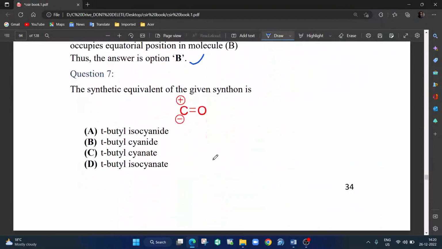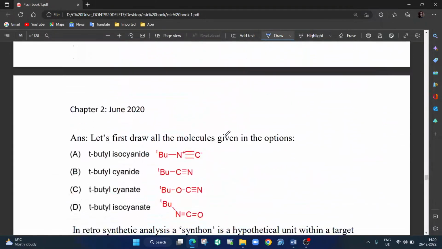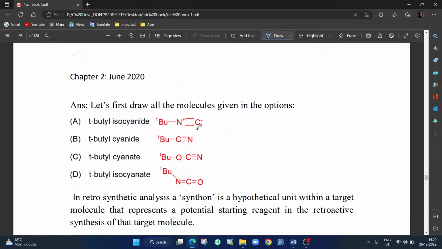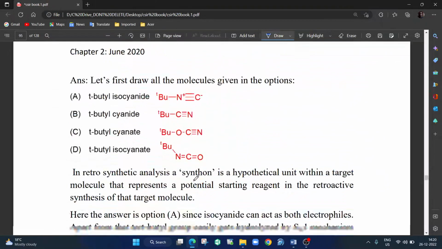Going to the next question, the synthetic equivalent of the given synthon. The synthon is C double bond O, where it acts as both electrophile and nucleophile. When we talk about synthon, it means which molecule you use so that it will give this kind of species, equivalent to this. So let's draw all of them: tert-butyl isocyanate, tert-butyl cyanate, tert-butyl cyanate, and tert-butyl isocyanate.